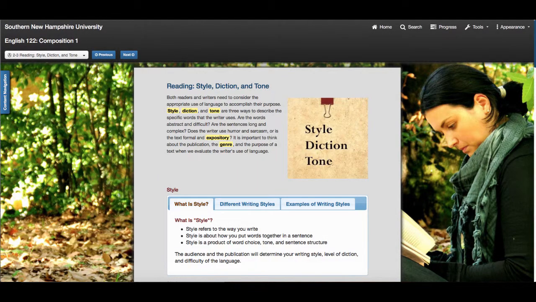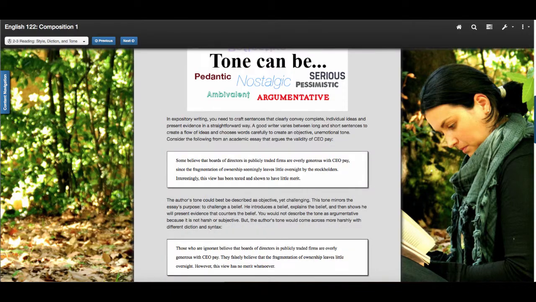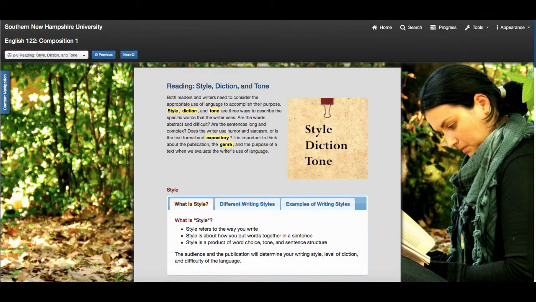The next slide goes over reading, style, diction, and tone. So these are things that writers use to get their point across. The style of how they write, what they say, what the tone of the words is that they use. And this is helpful in learning about bias.